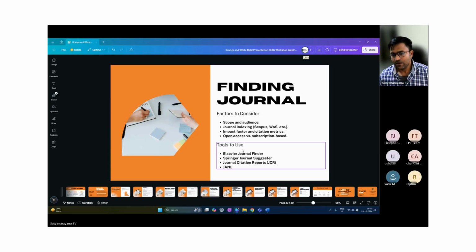Then I already told you, right? These are the things you can use for finding a journal: Elsevier Journal Finder, Springer Journal Suggester. Every journal has its own suggester. Just Google "journal finder" directly and you will get that. By just typing your abstract, you will get to know which journals are going to accept your work.